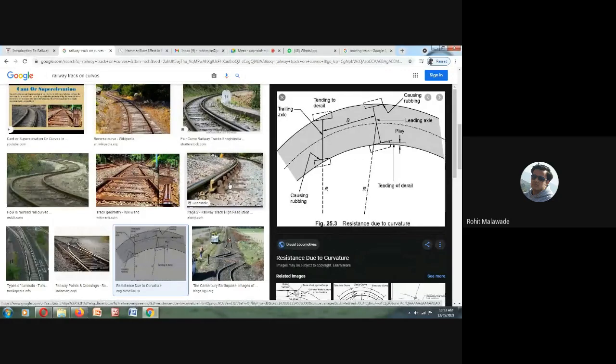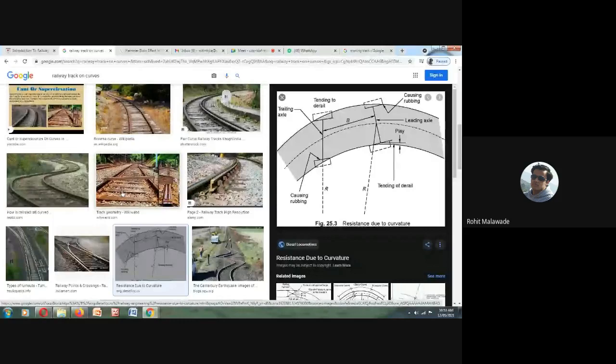Then the non-uniformity in the gauge results in oscillations, hammer blows, and side lateral thrust on the rails. When the gauge distance between the rails is not proper, it is going to create more hammer blows, and more friction is going to occur between your train wheel and the rails.